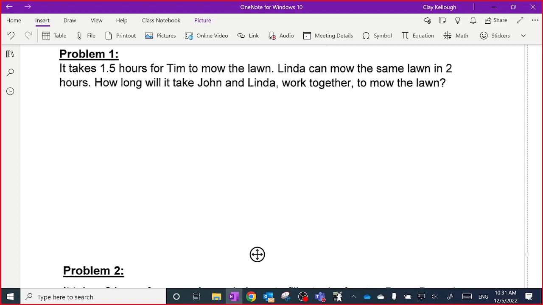So, basically, Tim works at a rate of T over 1.5. Linda works at a rate of T over 2, and those two together would finish one job if you added those rates together. So let's see, what's the common denominator of 1.5 and 2?